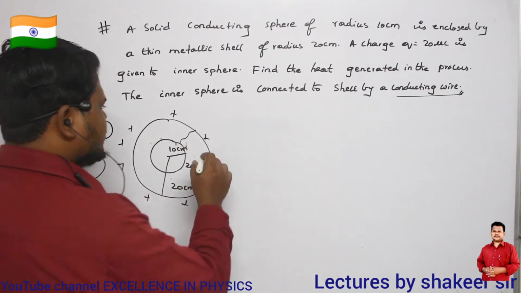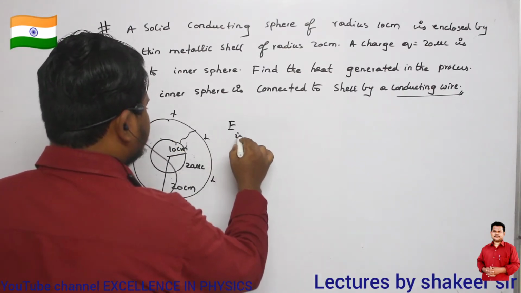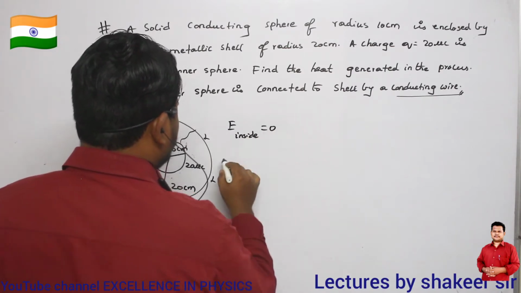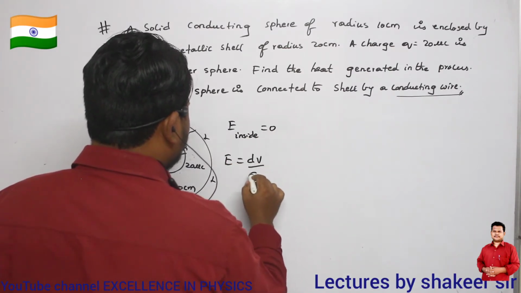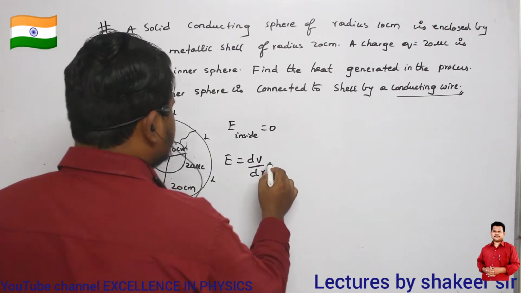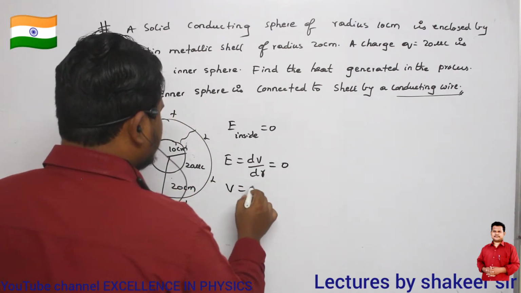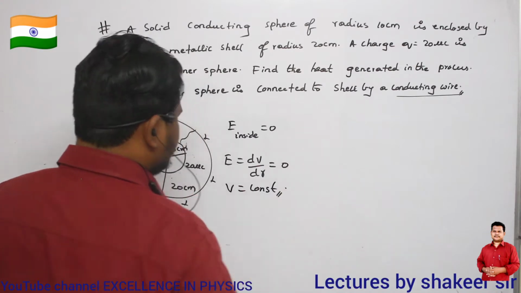Already we have studied: inside a sphere, the electric field will become zero. And E is equal to minus dV by dr. So if E is 0, dV by dr is also 0. So therefore V is a constant. Already we have studied this many times.